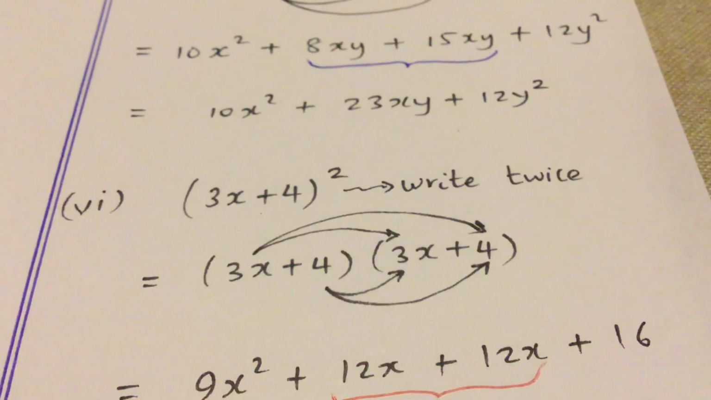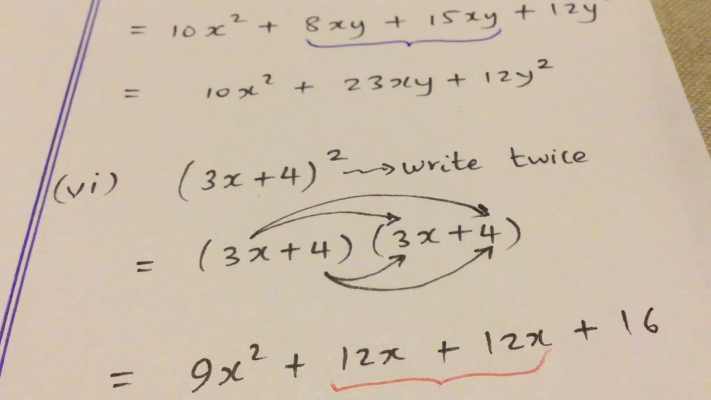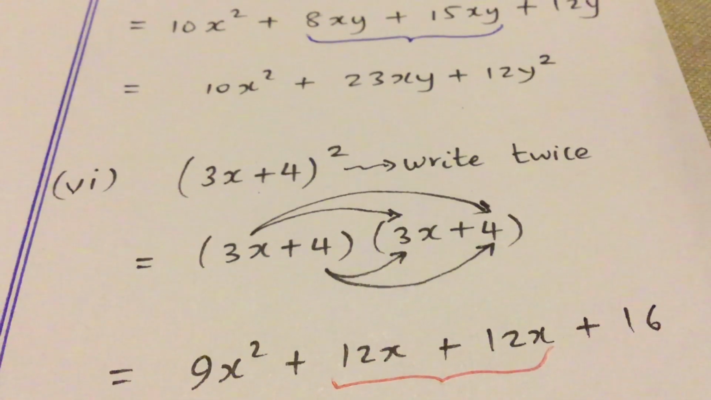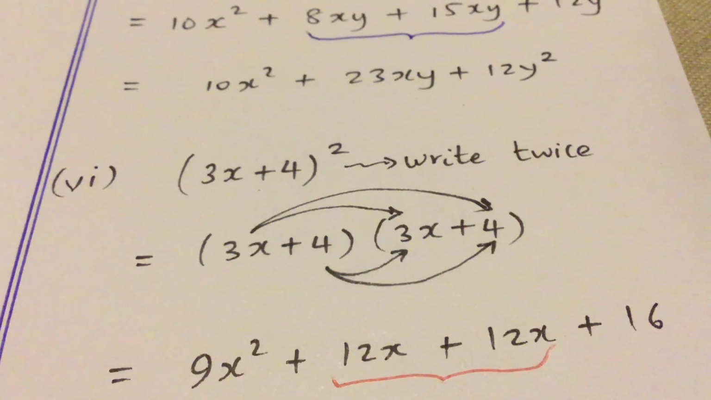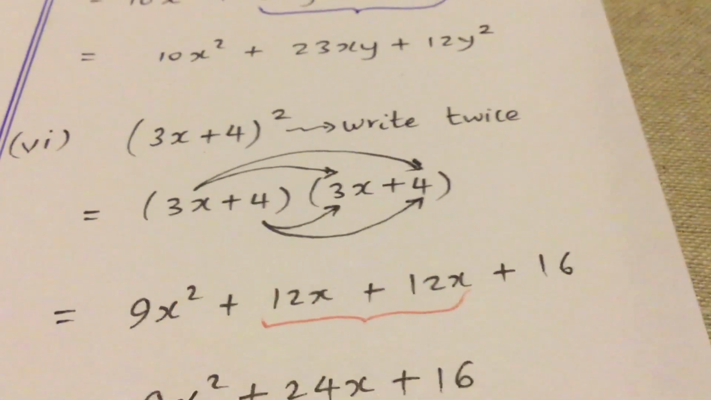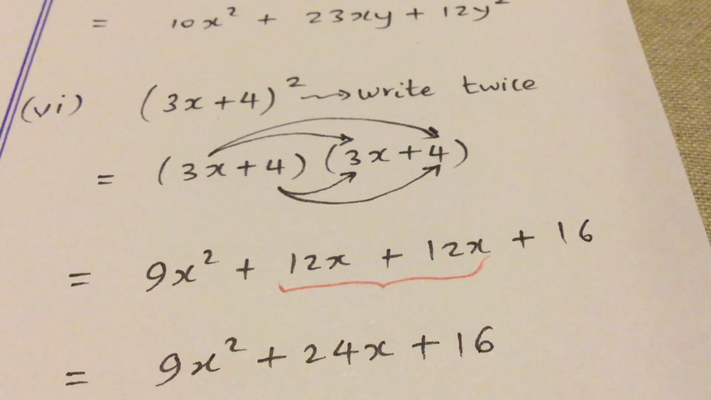The next one is a bit different. So you have only one bracket with a power of 2. So what you do, you write the same bracket twice and then use your FOIL method. So write the bracket twice and do the same as we've been doing so far. So 3x plus 4 times 3x plus 4.